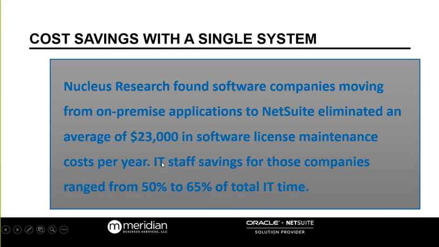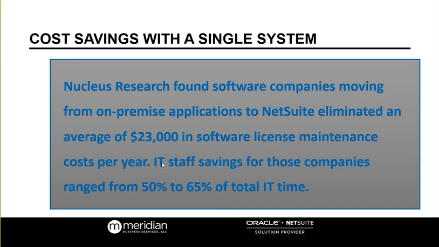And so a third-party firm, Nucleus Research, did a study on software companies moving from on-premise applications to NetSuite, and found that on average they reduced their software license maintenance fees by $23,000 per year, and had IT cost savings for those companies of 50 to 65% of IT time.